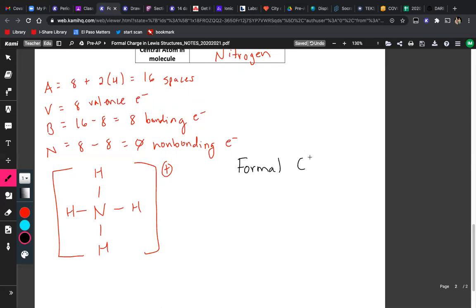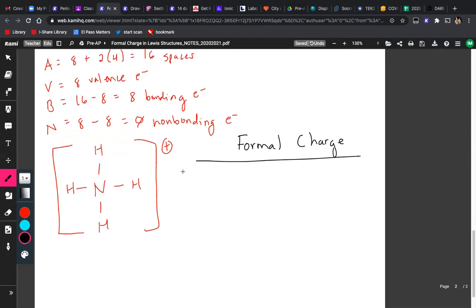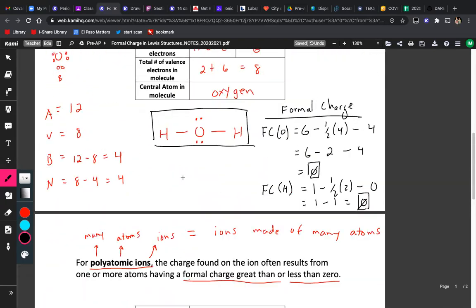All right, so the formal charge is going to tell us where on this compound that positive charge is coming from, okay? So let's go ahead and do the formal charge for nitrogen. FC for formal charge. We're going to write nitrogen in parentheses. Okay, so what is the formula?